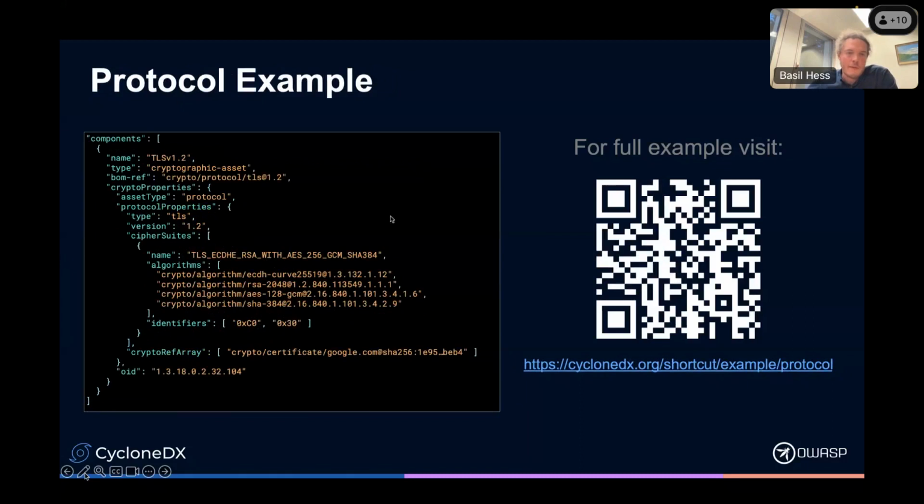Next, we have an example about protocols. So this is an example of a TLS 1.2 protocol. Yeah, where we can basically see, again, here we have the cipher suites that again link to the actual algorithms that are used. And we can make further links here to BOM refs about further cryptographic assets that are used here.